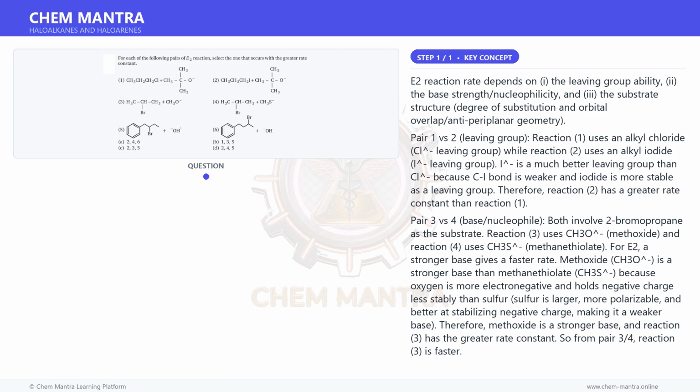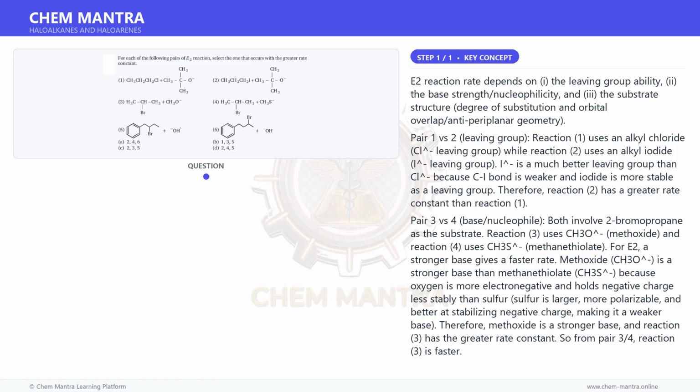The key point, reaction 5 has Br on a secondary carbon beta to phenyl. The transition state for E2 is stabilized by partial conjugation with the phenyl ring as the double bond forms. Reaction 6 has Br at the benzylic position. While benzylic C-Br bonds are weaker, the E2 transition state leading away from phenyl is less stabilized. Overall, reaction 5 proceeds faster due to better transition state stabilization through conjugation. Therefore, reaction 5 has the greater rate constant.